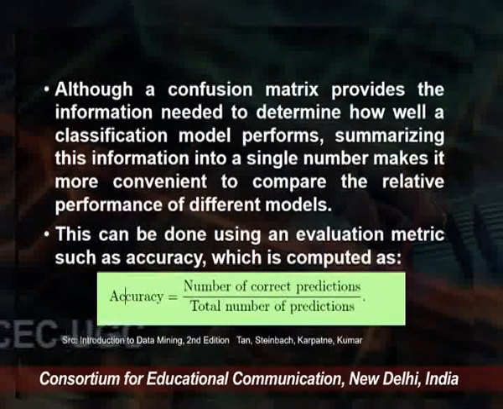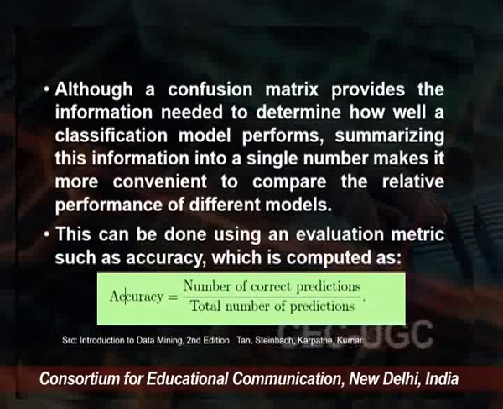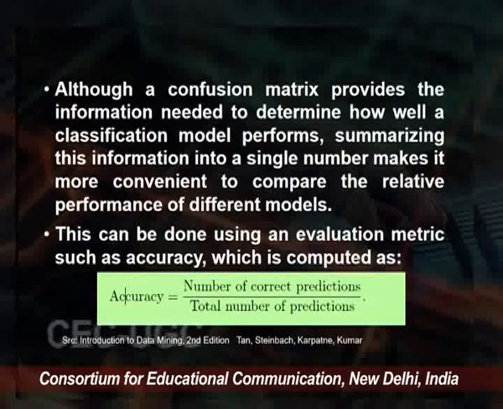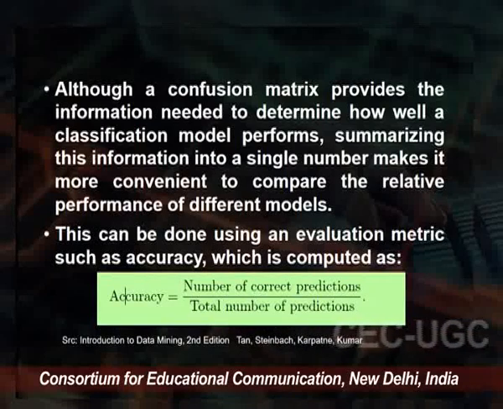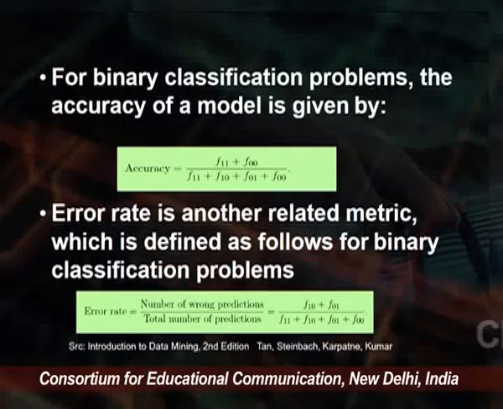It is defined as the number of correct predictions upon the total number of predictions. So the number of correct predictions in the example case that we took was, and then you divide it by the total number of predictions which were made. So the correct predictions were F11 plus F00, and you divide it by the total number of predictions.